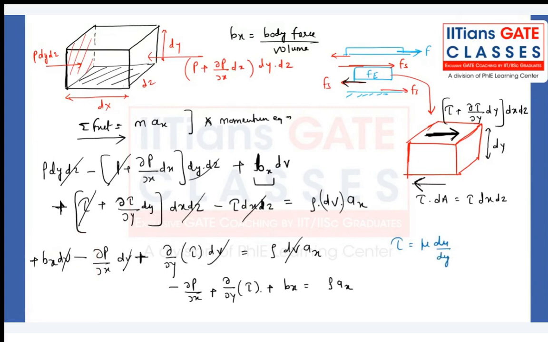Here you can write further, when you simplify, minus dou p by dou x plus dou by dou y of mu into dou u by dou y plus bx, that is equal to rho into acceleration. I'm not deriving any momentum equation or Navier-Stokes equation. I'm just telling you at least how you are getting terms and terminologies in those equations. At least you can feel that. For that purpose, I'm telling you.